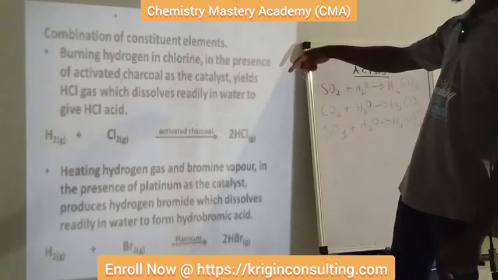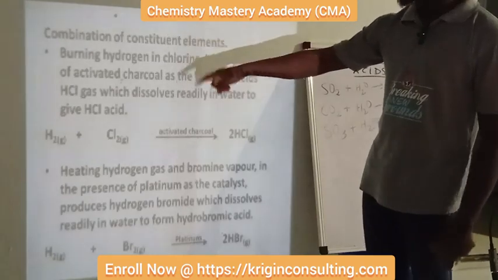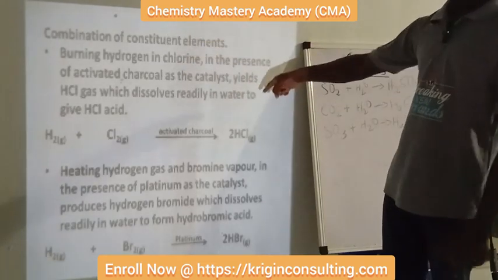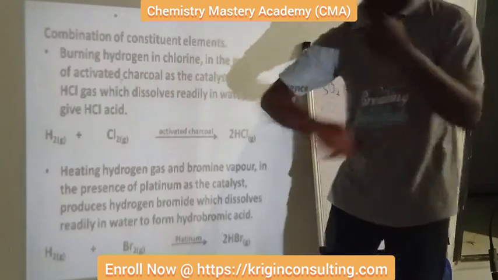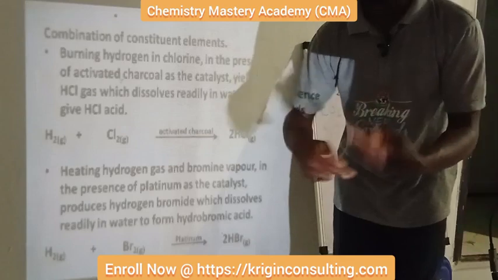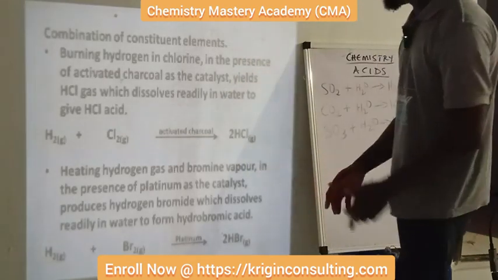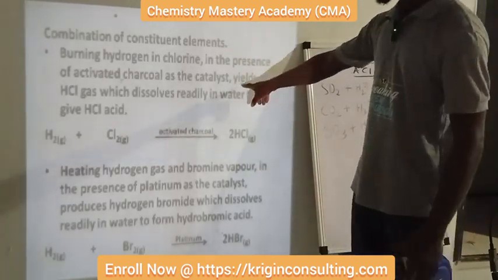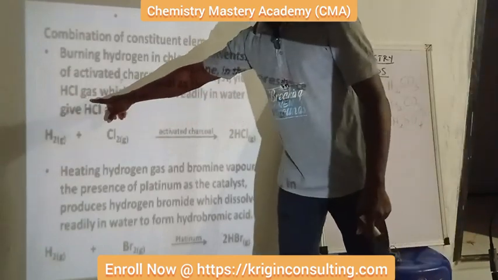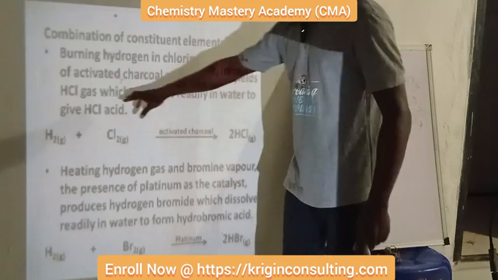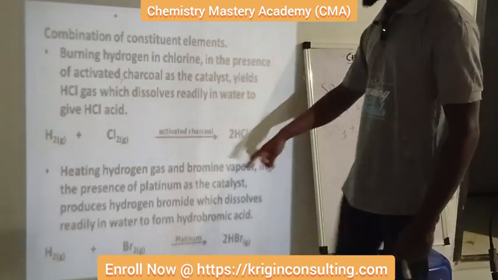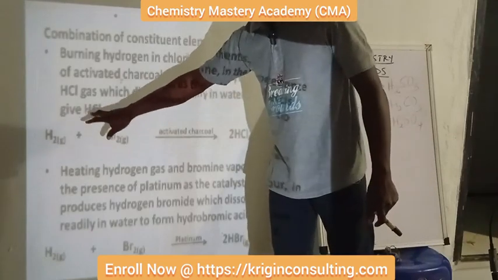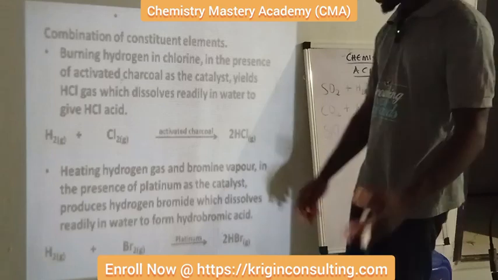That's why we have on the board: burning hydrogen in chlorine in the presence of activated charcoal as the catalyst. So the essence of that activated charcoal is to hasten the formation of that hydrogen chloride. So it is HCl gas, hydrogen chloride gas, which you will dissolve in water to form hydrochloric acid. I've explained that.